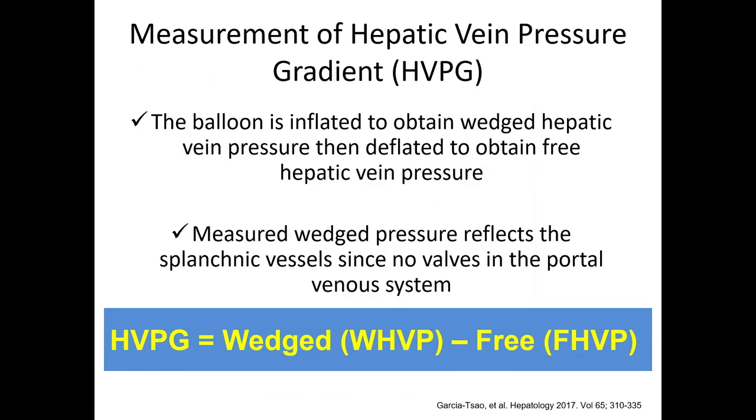Measurement of hepatic vein pressure gradient is a way to assess for portal hypertension. In the procedure, the balloon is inflated to obtain a wedge hepatic venous pressure and then deflated to obtain a free hepatic venous pressure. The measured wedged pressure reflects the splanchnic vessels, since there are no valves in the portal venous system or within the liver itself. So to summarize, the hepatic venous pressure gradient equals the wedged pressure minus the free.